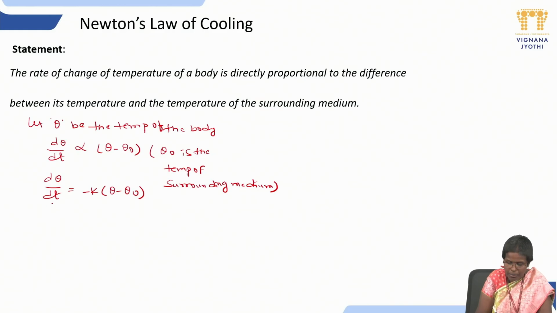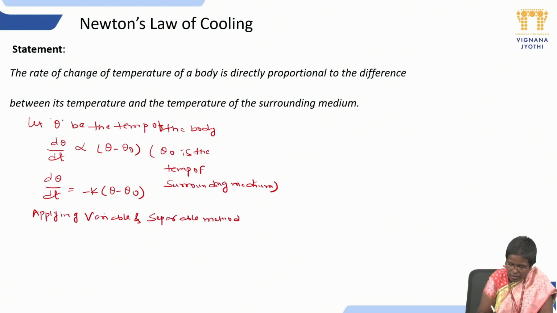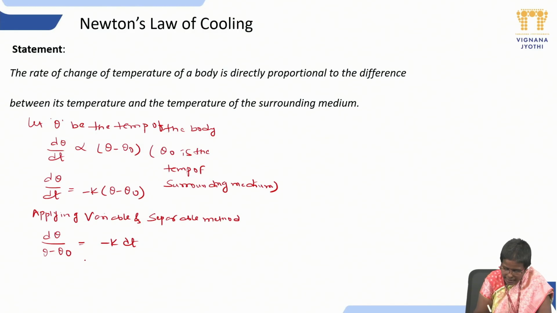Now applying the variable separable method: d theta by (theta minus theta naught) equals minus k into dt. Now integrating on both sides, what are we going to get? The integral of d theta by (theta minus theta naught) equals minus k, taken outside, times the integral of dt.